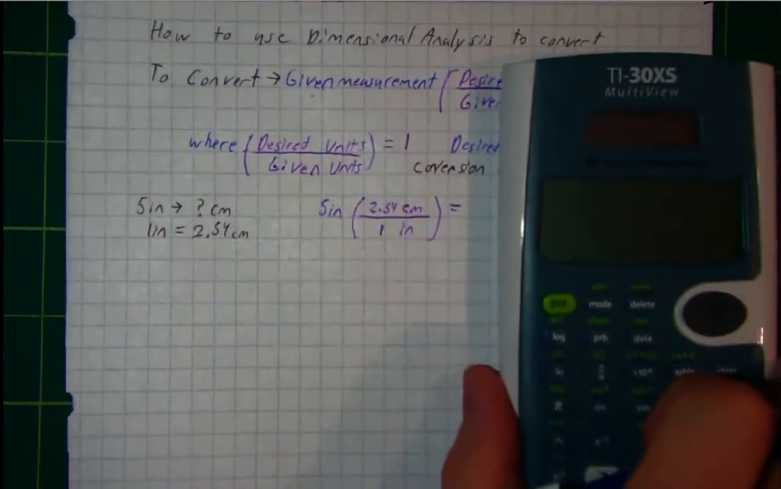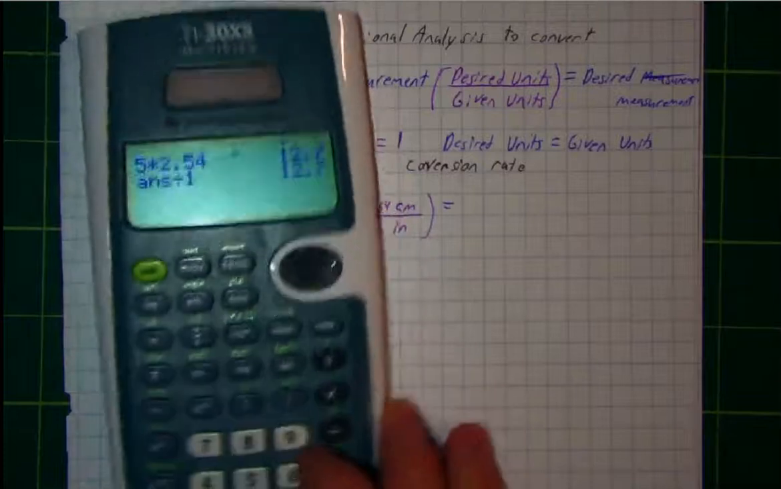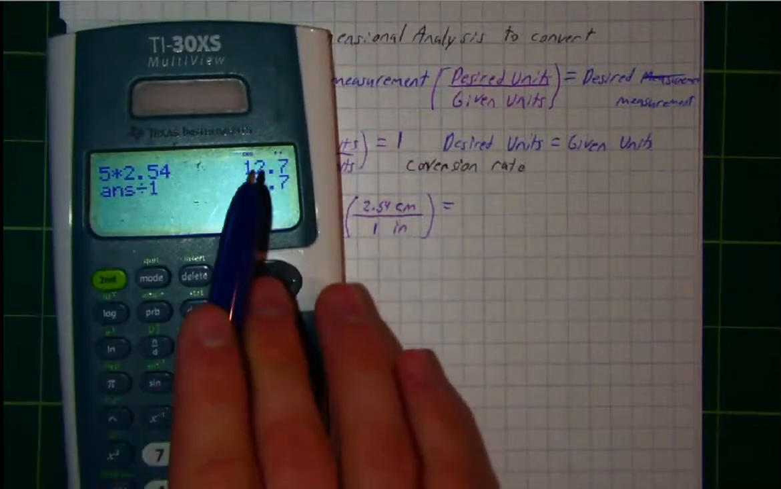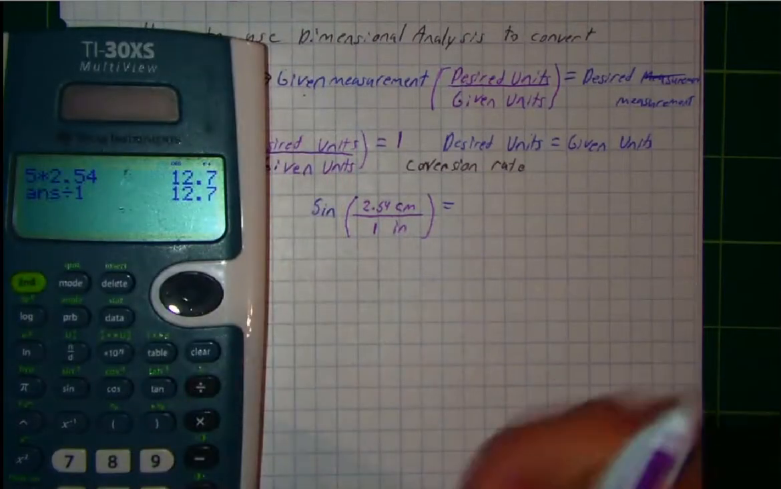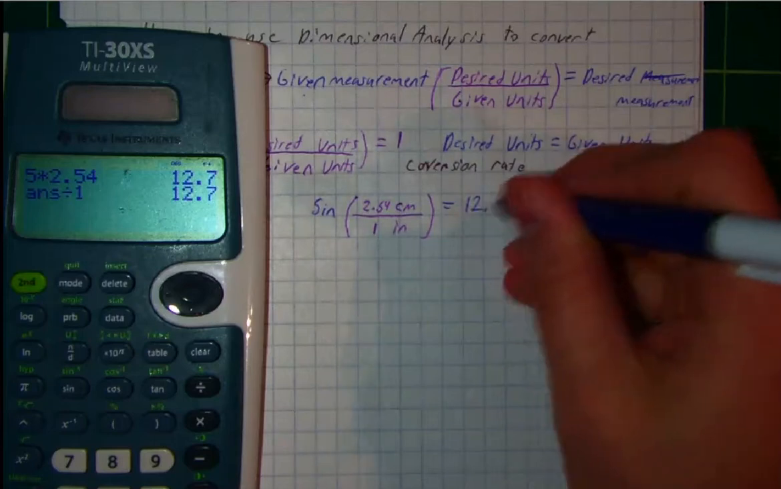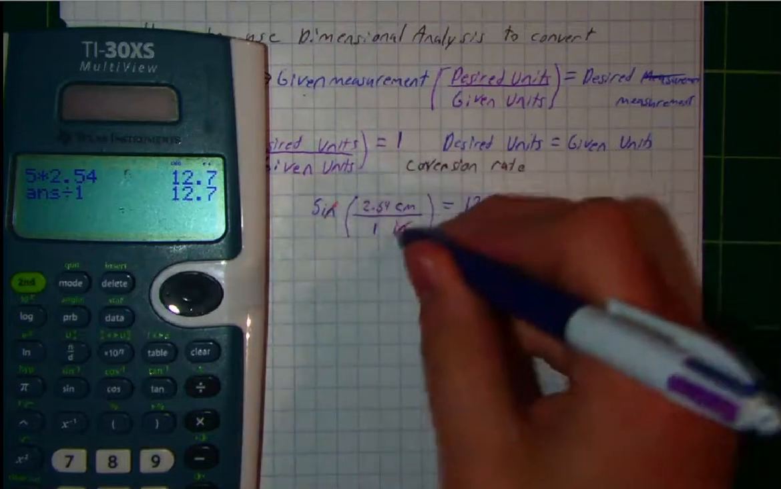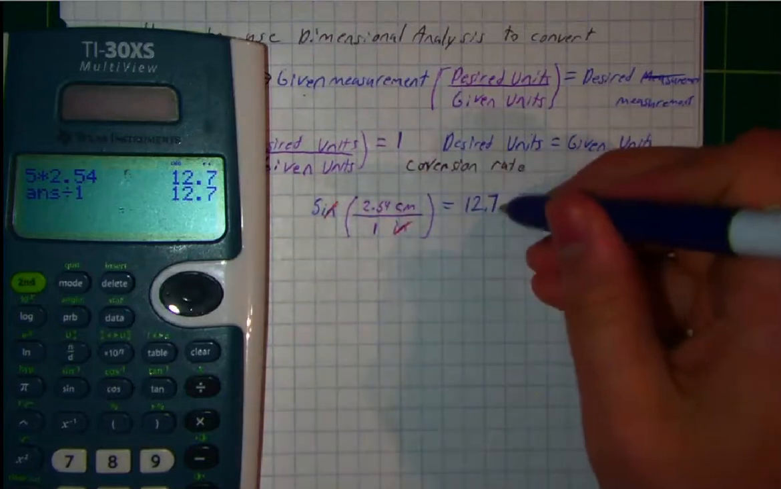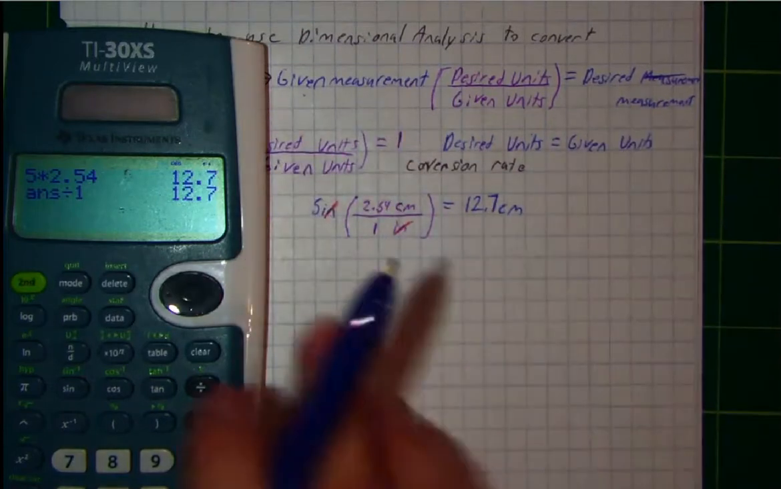Now we plug it into our calculator. What is 5 times 2.54 divided by 1? We get 12.7. Sorry if you couldn't see that. 5 times 2.54 is 12.7, divided by 1 is still 12.7. So our final answer is 12.7. Inches are on top and on bottom, so they cancel out, and we're left with centimeters. That makes sense because our given measurement was in inches and our desired measurement is in centimeters.